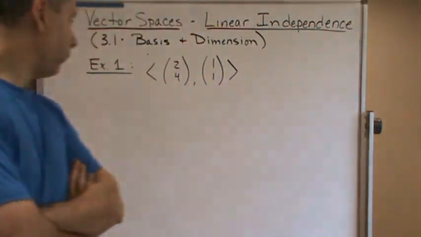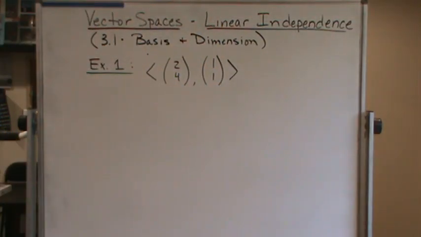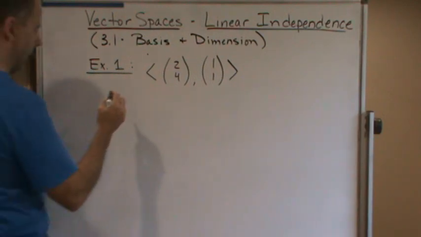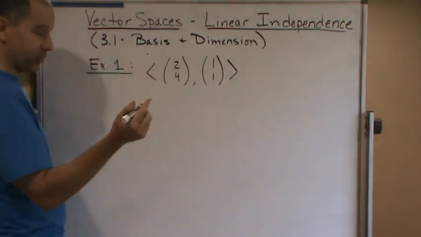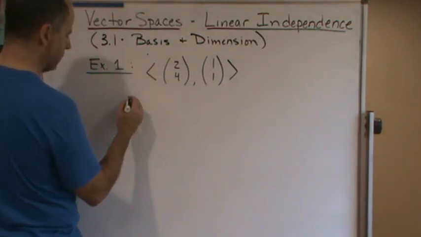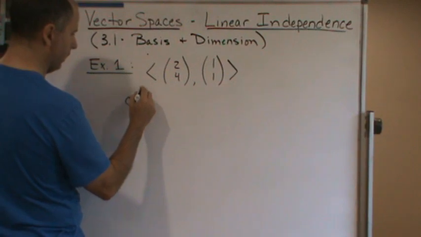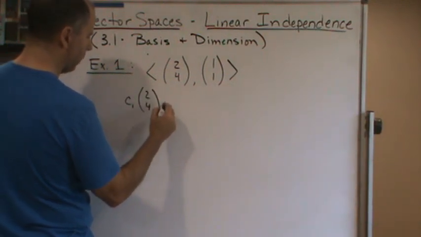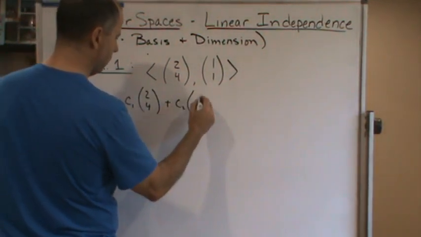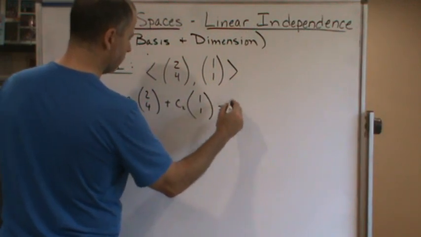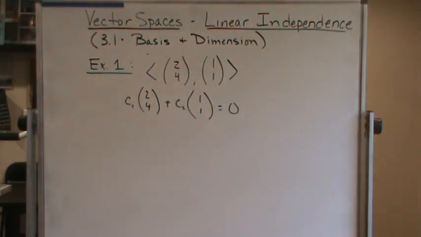Now, for example, this is a basis for R2. It is linearly independent, right? And how can we see that? Watch. We set up our linear relationship, our linear combination. So it's going to be C1 times (2, 4) plus C2 times (1, 1) equals 0. So that's going to give us our linear system.